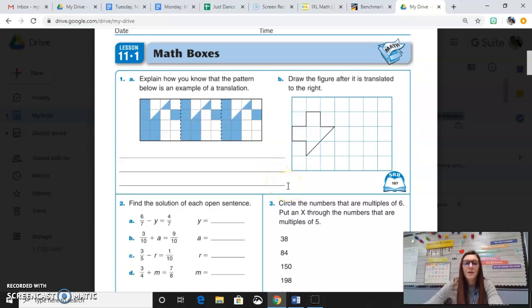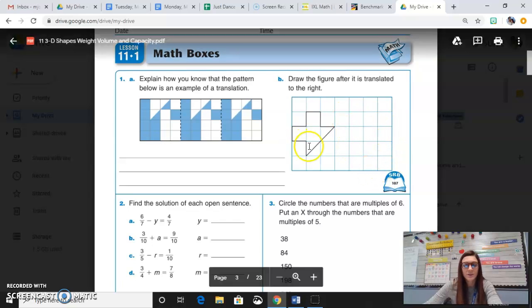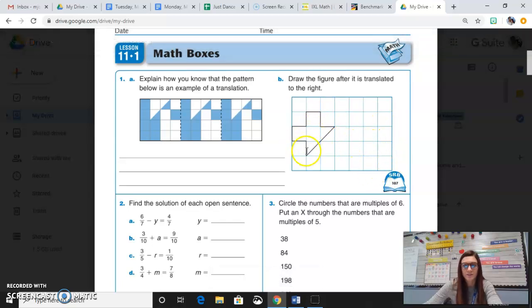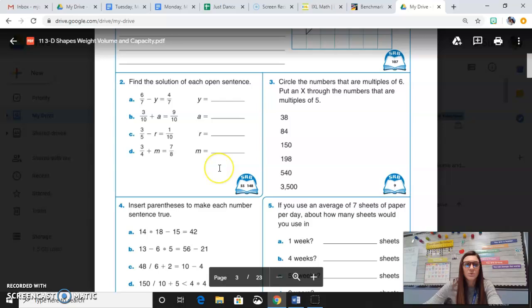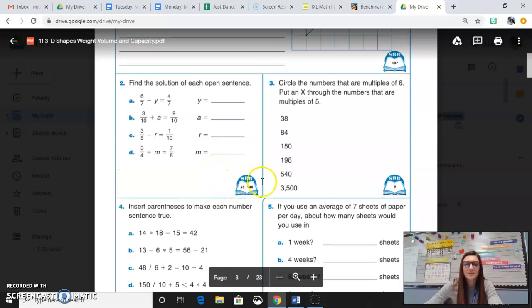Okay? B, draw the figure after it is translated to the right. So for B, they want you to translate it again. They want you to slide it to the right, which is over here. So all you're really doing is taking this picture and redrawing it over here because it's just a slide. Okay? If I'm going too fast, you're just going to need to pause the recording because I'm going to try to get through this. Number two, find the solution of each open sentence.